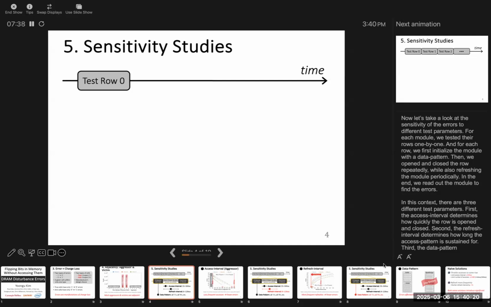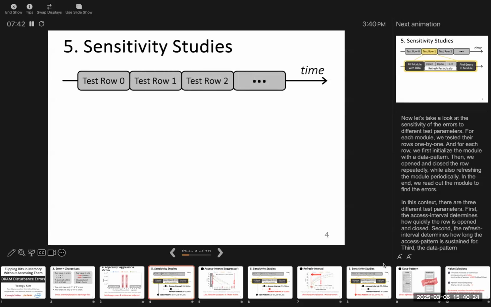So first they explain how they are running their test. They are first running their test on row 0, then they are testing row 1, then row 2. So remember, we said that memory is nothing but an array of cells, right? So a two-dimensional matrix. You first test row 0, then row 1, row 2, row 3, and so on, until you test all the rows in your memory module.